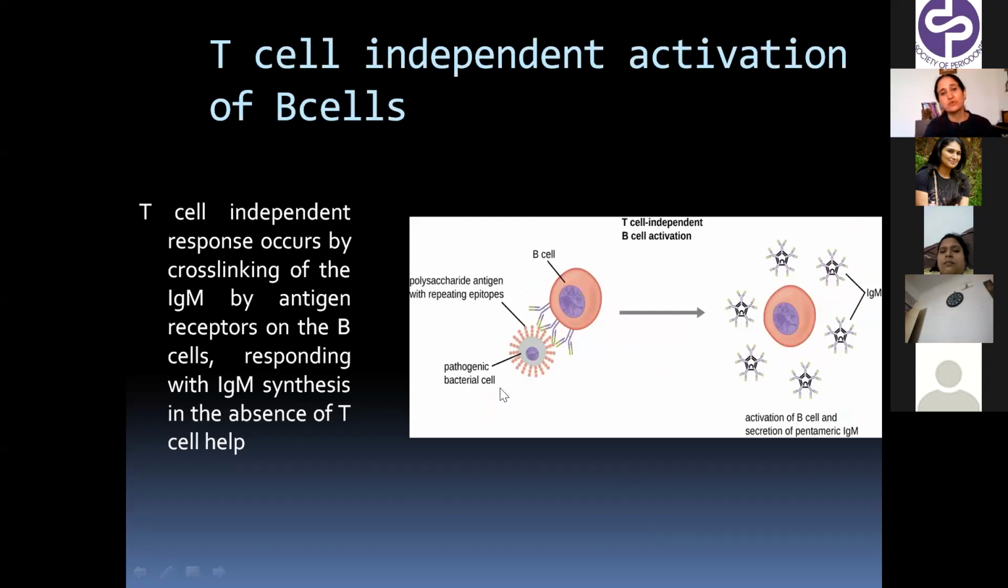What happens here? You don't need a T cell. The pathogenic bacteria will directly associate with the B cells, which will lead to the formation of the different types of antibodies. You don't need to have T cell dependence on that. So this is a T cell independent B cell activation.